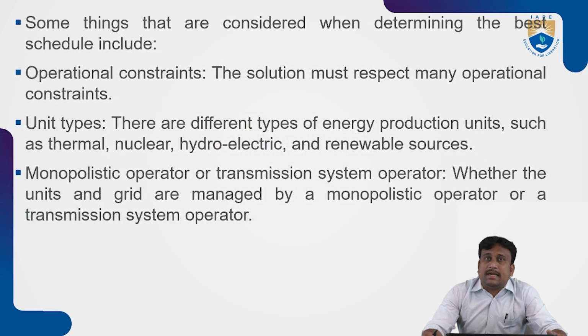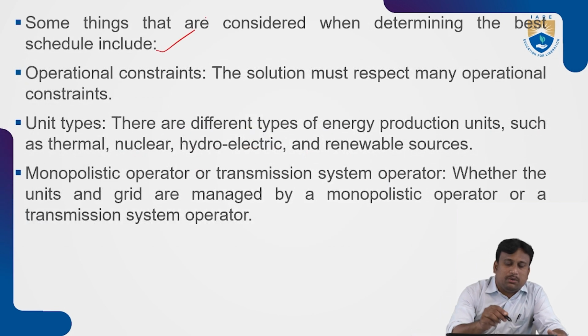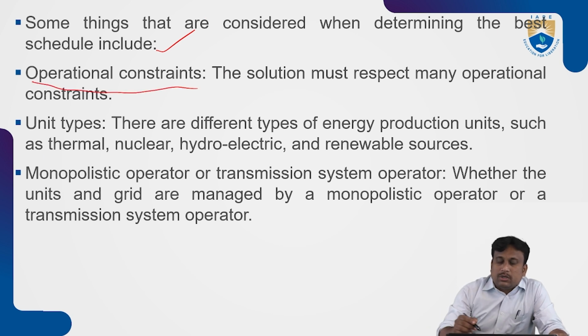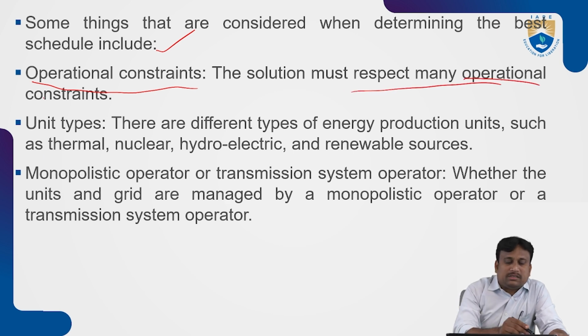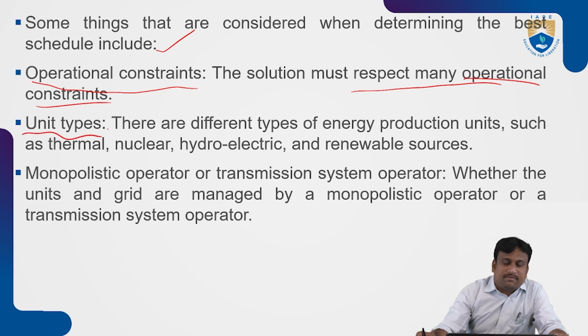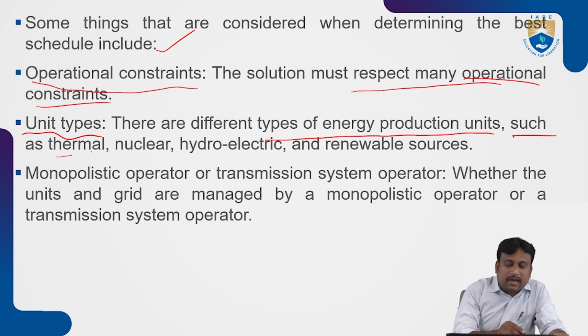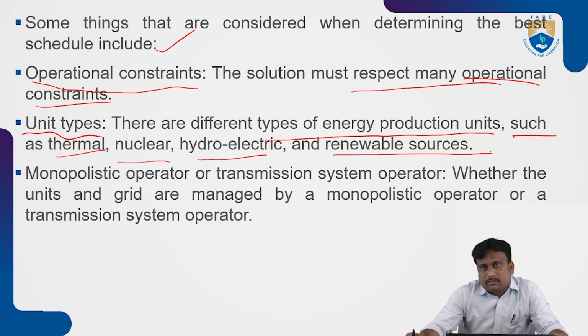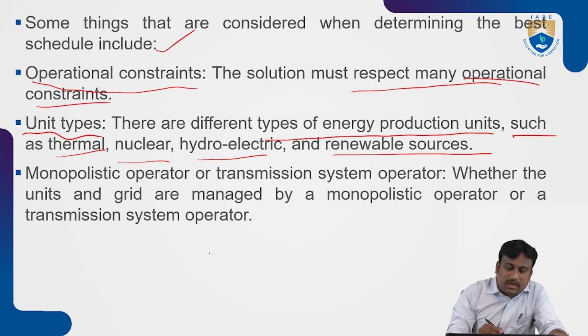Some things are considered when determining the best schedules; those are operational constraints. What are these operational constraints? The solution must respect many operational constraints, like unit types and the number of units. There are different types of energy production units such as thermal, nuclear, tidal, and renewable energy sources. In most cases we are utilizing thermal energy. The first preference is thermal.